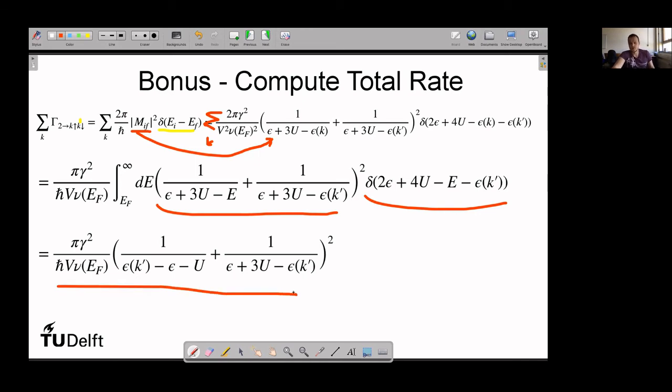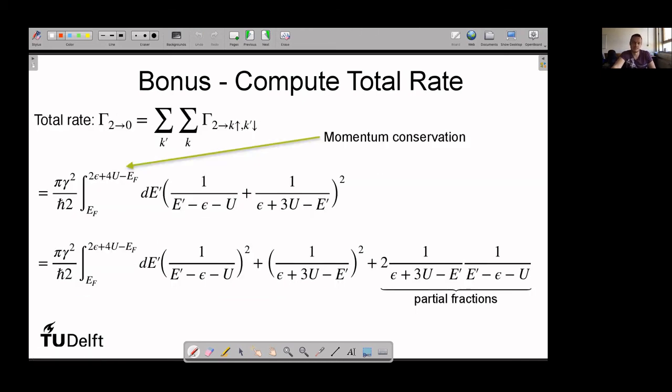And in order to compute the total rate, we need to sum over all k primes. And yes, so here I write it. We have performed already this sum over this transition rate.